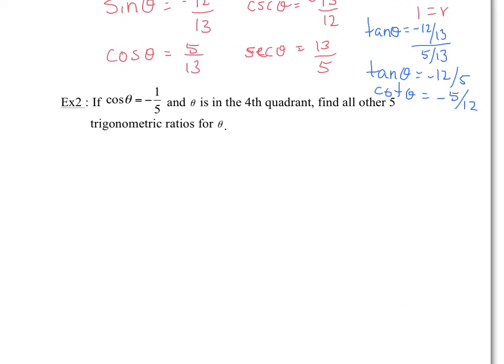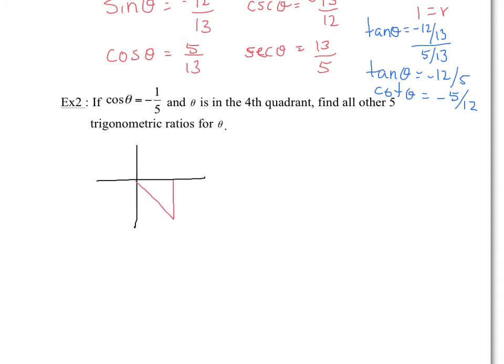Okay, next example. If cos theta equals negative 1/5, and we are in the fourth quadrant, find all other 5 trigonometric ratios. So again, I'm going to draw a diagram here, but I'm going to draw this one a little differently. I know I'm in the fourth quadrant, so I'm going to make sure there's room there. And I know that the ratio of cos is adjacent over hypotenuse, so I'm going to use those values as the pieces of my triangle here.